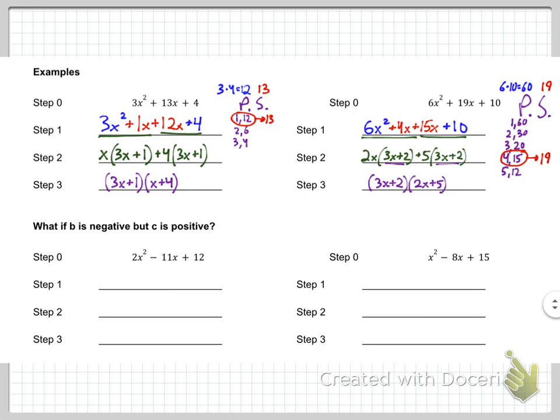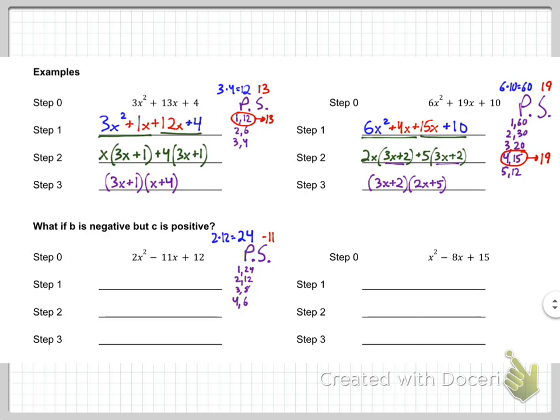All right, what if b is negative but c is positive? This isn't really a special case. It just takes a little bit of extra thinking. So the first thing is when you write the product sum, 2 times 12 is 24, and the sum is negative 11. So we have to think, okay, what multiplies to get me 24 and what adds to negative 11? Well, if you write down the factors of 24, notice none of these add up to any negative numbers.